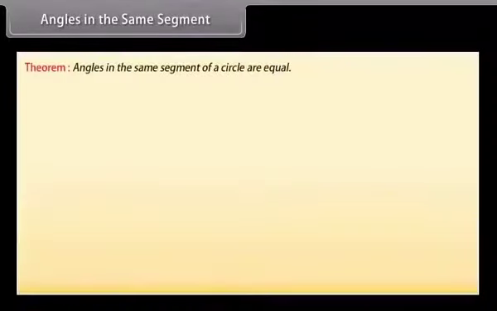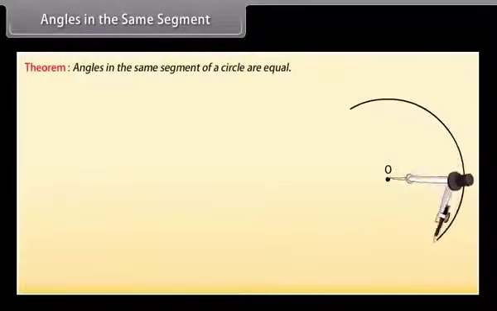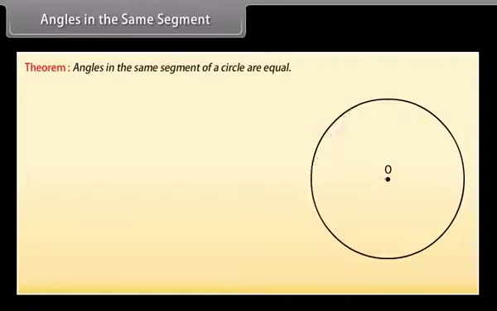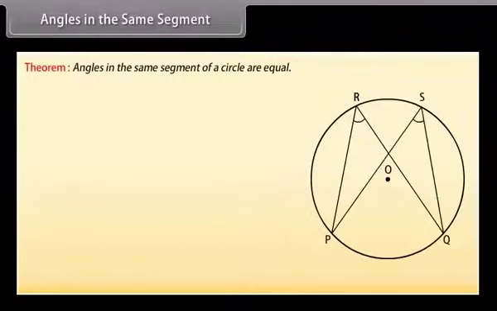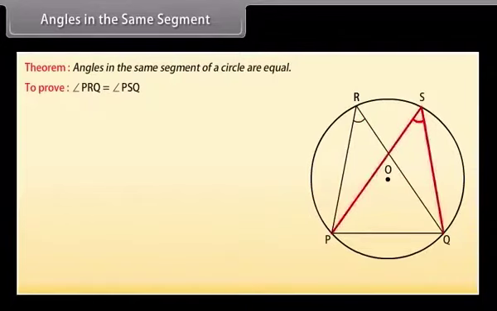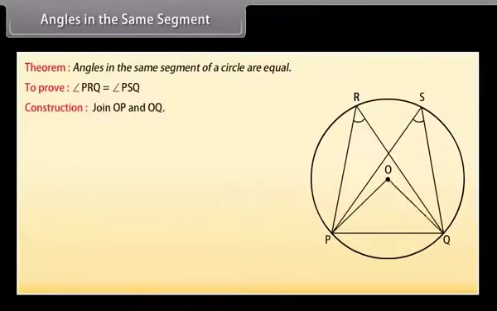Angles in the same segment. Theorem: angles in the same segment of a circle are equal. Given: a circle with center O and the angles angle PRQ and angle PSQ in the same segment formed by the chord PQ or arc POQ. To prove, angle PRQ is equal to angle PSQ. Construction: join OP and OQ.